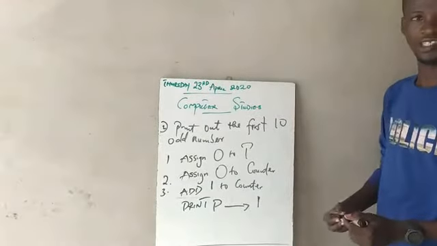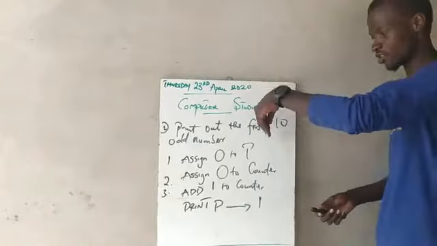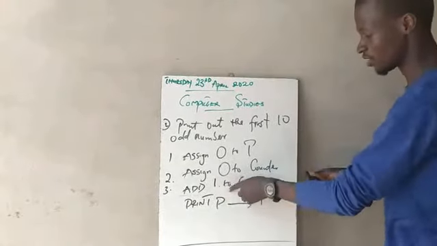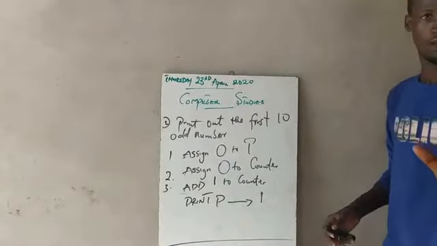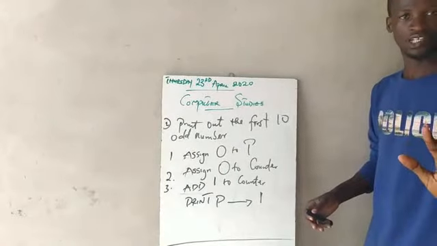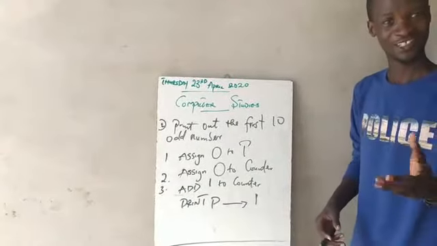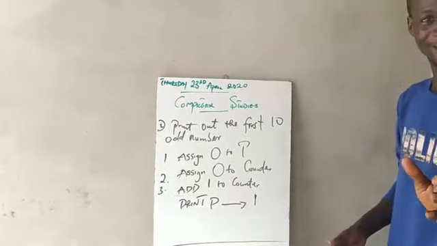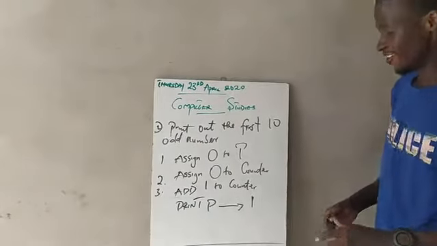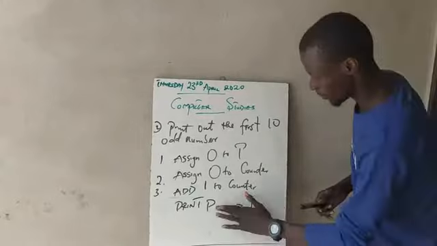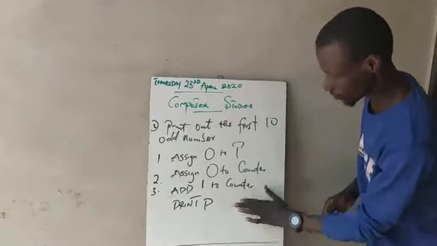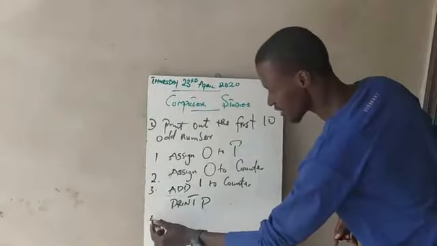Am I communicating? P is stored in counter. So if you are adding 1 to this side, it shows that p is now 1. Am I communicating? Any question at this point in time? Okay, alright. So p is 1. So you now move to the next step.